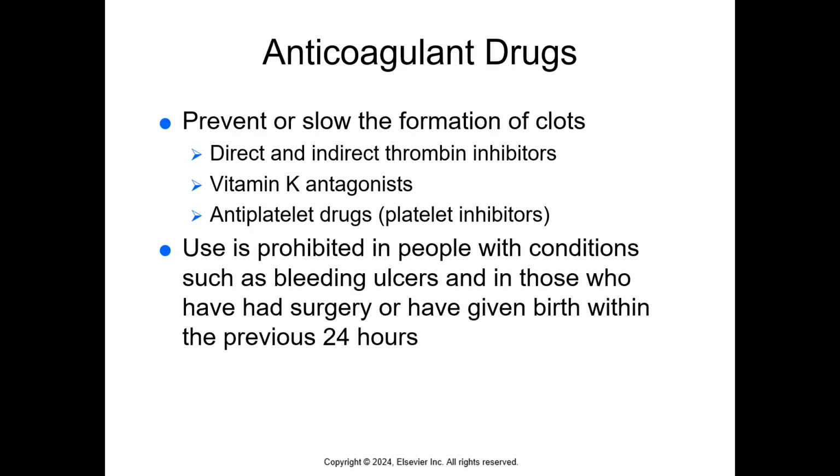So our anticoagulant drugs, again, prevent or slow the formation of clots. We have a few different kinds. We have direct and indirect thrombin inhibitors, vitamin K antagonists, and antiplatelets or platelet inhibitors. The use is prohibited in people with conditions like bleeding ulcers, or in people who have had any surgery or birth or abortion or miscarriage within 24 hours, possibly even longer.